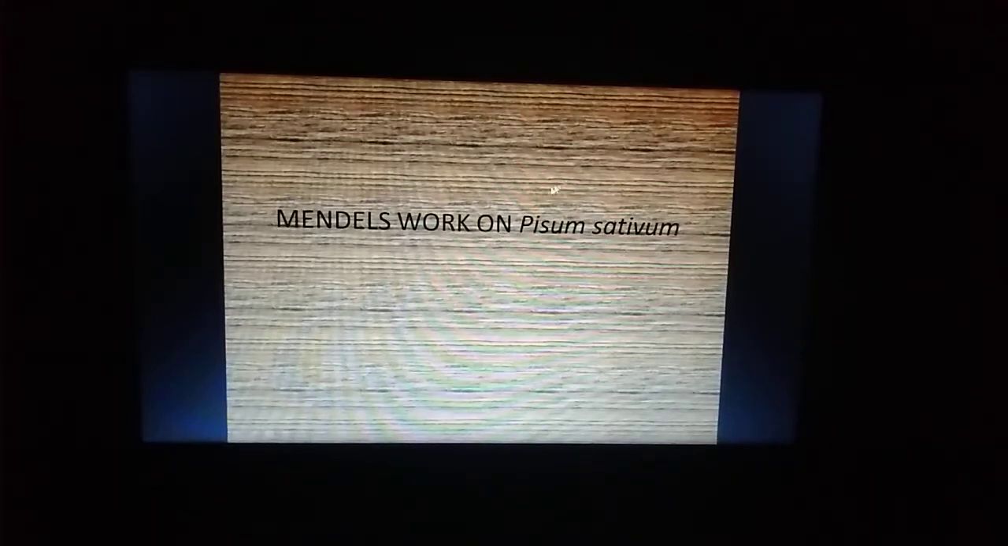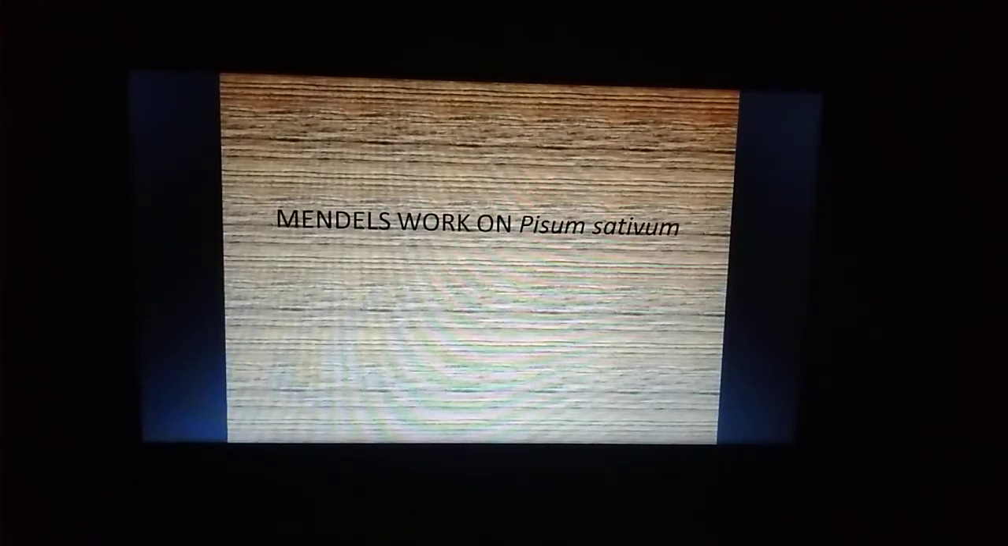Pisum sativum is the scientific name of that plant, and the common name is pea plant. Here Pisum is the generic name and sativum is the species name. In the generic name, the first letter has to be capital, and in the species name it is a small letter. So let us go to the work done by Mendel.